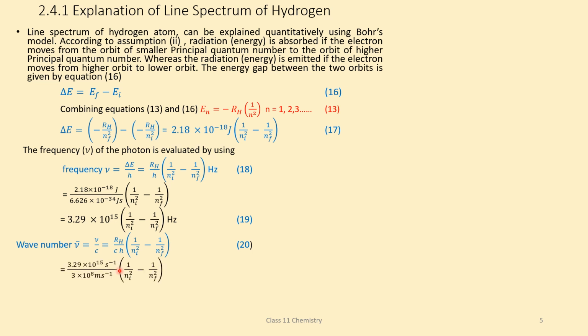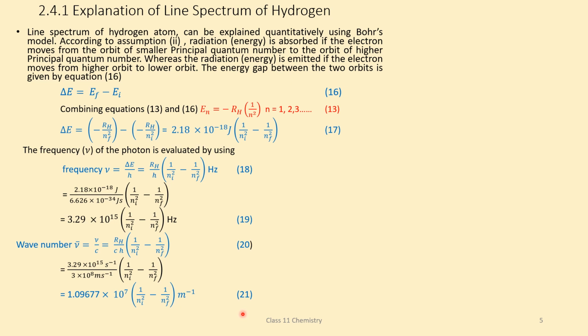Let it be equation 20. So substituting the value of c, that is velocity of light, as 3 into 10 to the power of 8 meters per second, we get a new formula, that is 1.09677 into 10 to the power of 7 into 1 over Ni square minus 1 over Nf square per meter. Let it be equation 29.